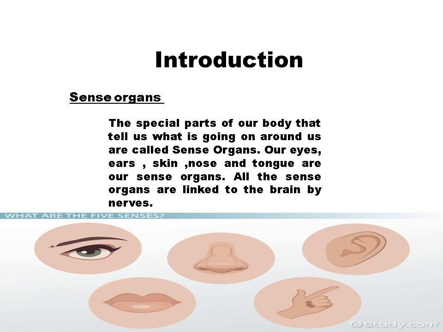During this lecture, we shall try to complete chapter number 2 in your book of science, that is about sense organs. In this chapter, we shall discuss 5 basic senses. Those are sense of sight, sense of hearing, sense of touch, sense of smell, and the sense of taste. The sense organs related to these 5 senses are eye, ear, nose, skin, and tongue.